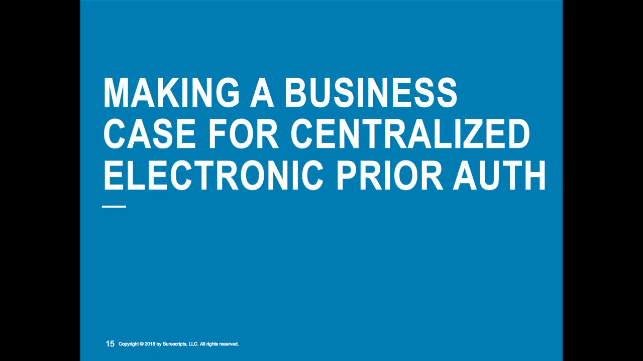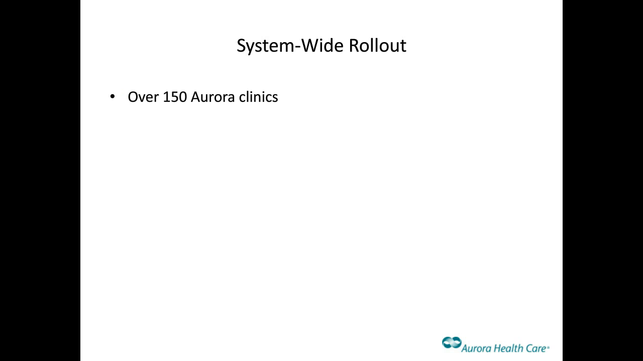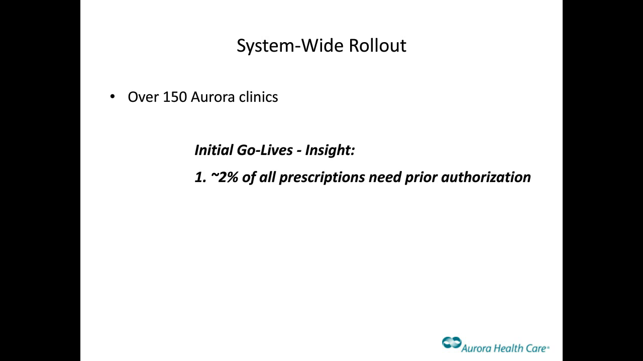So we started putting together a business case in order to get that central team approved and support the further rollout of our project beyond the initial pilot sites. So there were some initial pieces of information we had. We were able to initially look at some figures across our system. We pulled Epic data to see how many prescriptions were written across our roughly 150 Aurora clinics, and that's just clinic locations. Within each clinic, we have multiple departments. And then from that, we also saw that about 2% of all the prescriptions were in need of prior authorization.